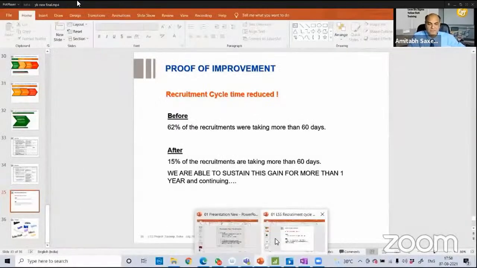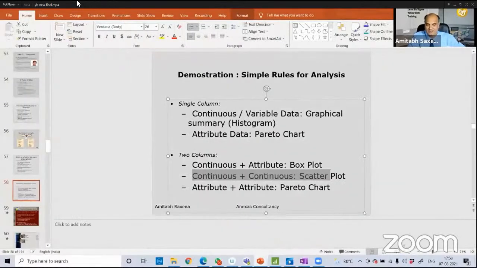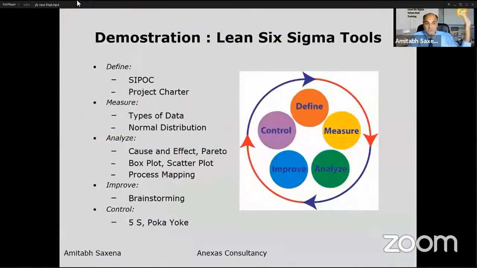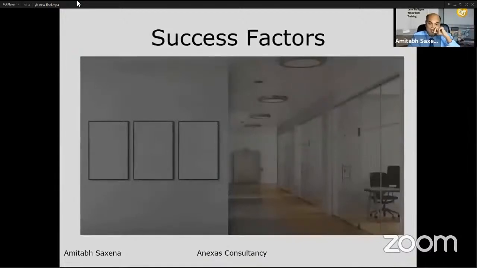Let me check. Have you understood anything or not? Some testing time. Let me test. So we have understood Define, the project charter, Measure, types of data, normal distribution, cause and effect, Pareto, box plot, scatter plot. I've done a brief mention of the improve phase, brainstorming, control. We have understood some of the tools. Some of the success factors of Lean Six Sigma. Maybe I'll skip this part.